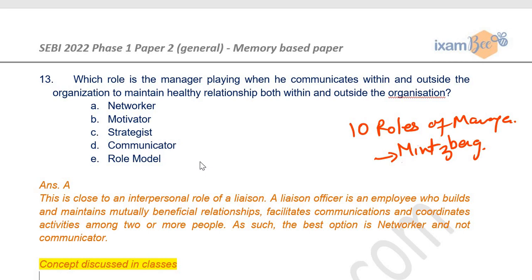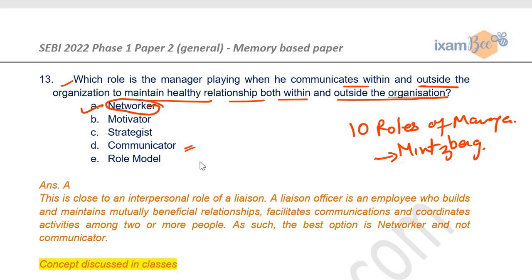So if we go by the first question related to roles of a manager, it was saying something like that the manager is communicating within and also outside the organization to maintain healthy relationship both within and outside the organization. So which role is he playing? A lot of students have gone with the term communicator. In my opinion, actually the answer should be networker.